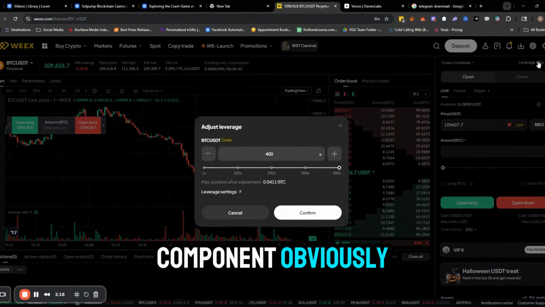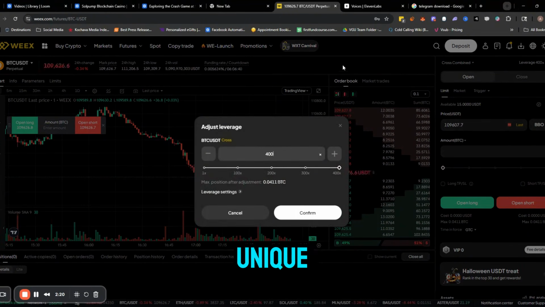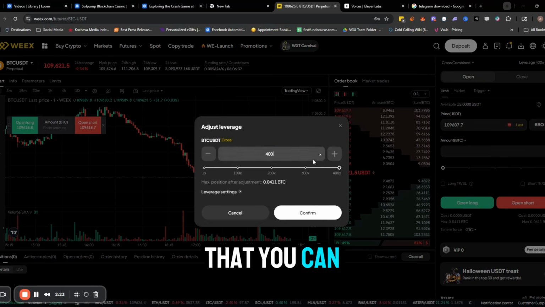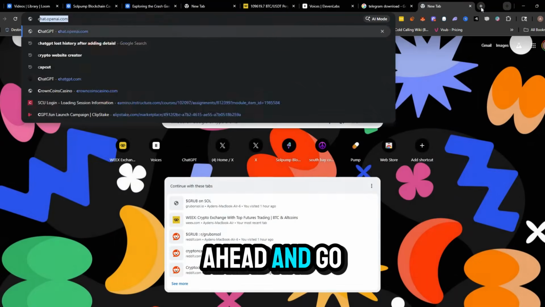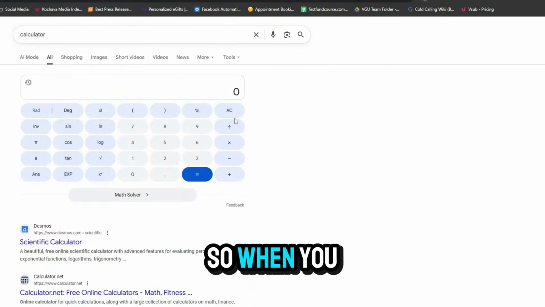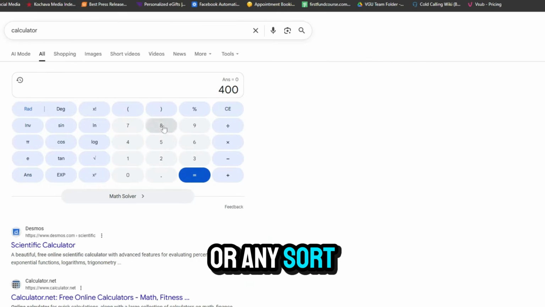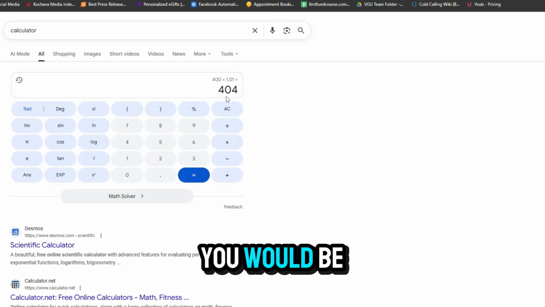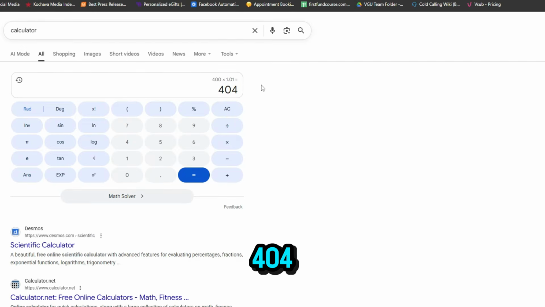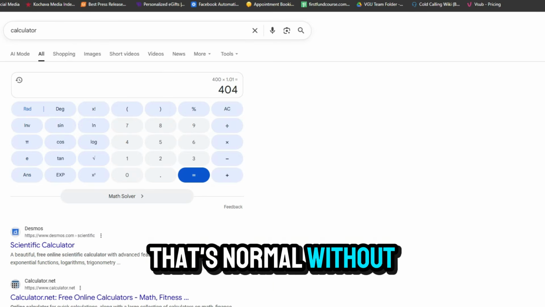The next component, and the big one that's very unique to WEEX, is the fact that you can go up to 400x leverage. What does this mean? I'll go to a calculator so I can show you guys. When you are trading Bitcoin or any sort of coin, let's say a coin goes up 1% and you have $400 worth of the coin. Ordinarily, you would go up 1% to $404. That's normal without any type of leverage.